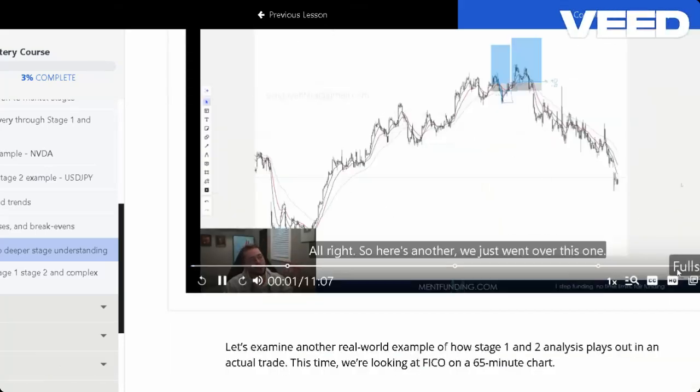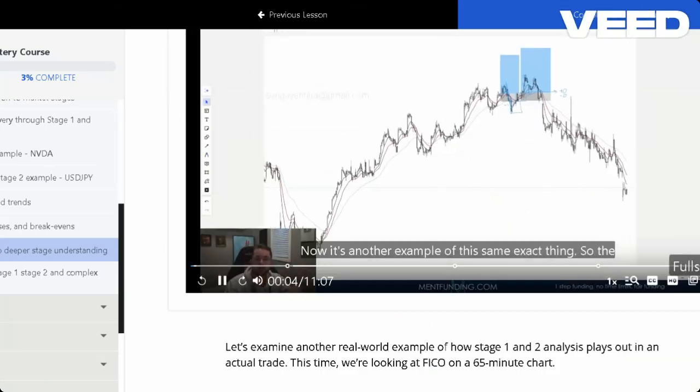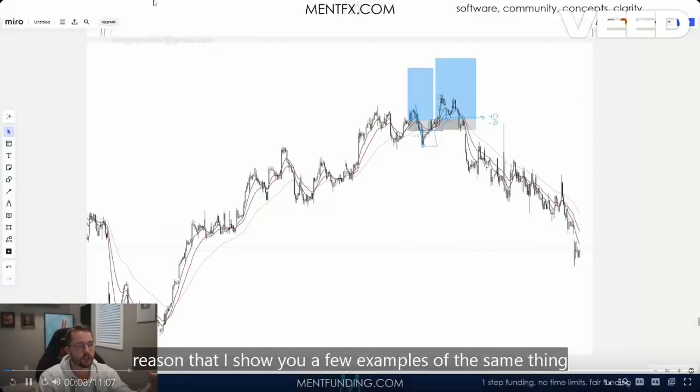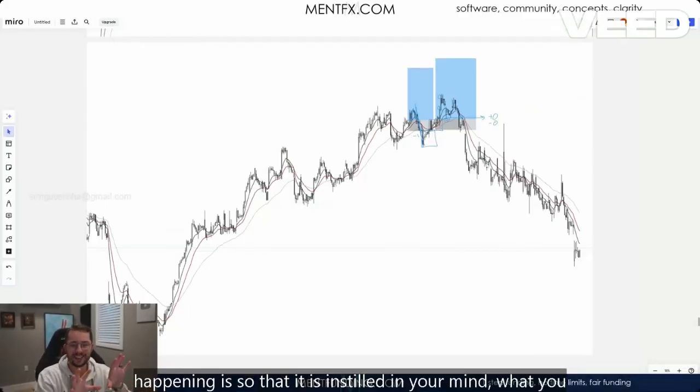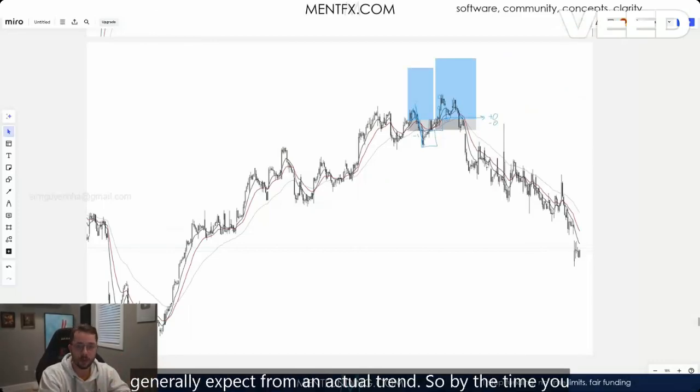All right, so here's another, we just went over this one. Now here's another example of this same exact thing. The reason that I show you a few examples of the same thing happening is so that it is instilled in your mind what you generally expect from an actual trend.